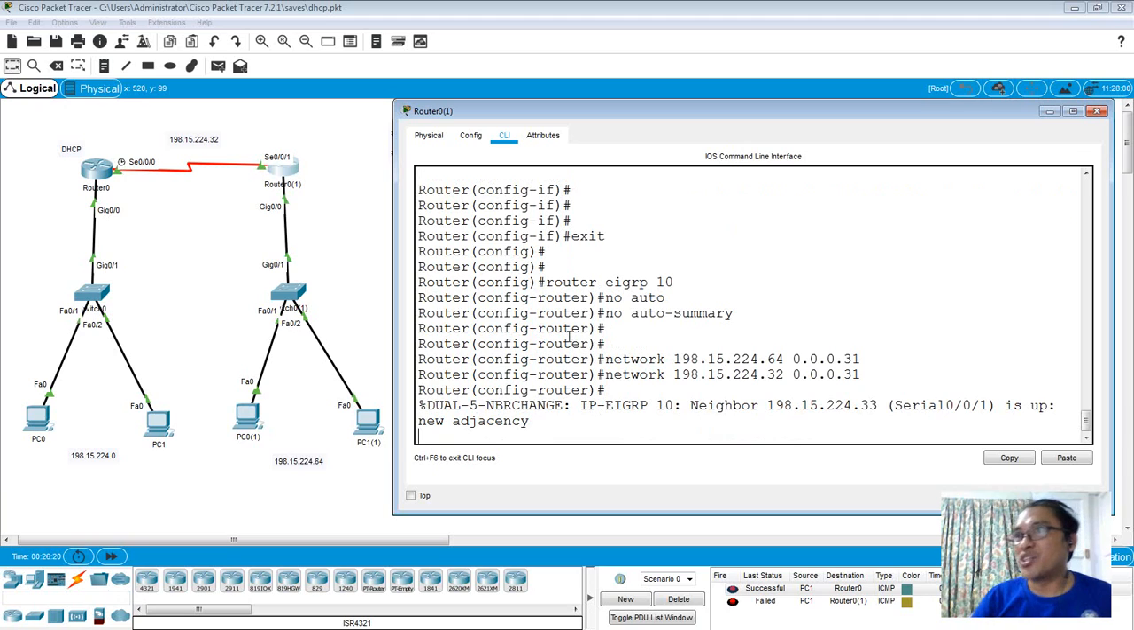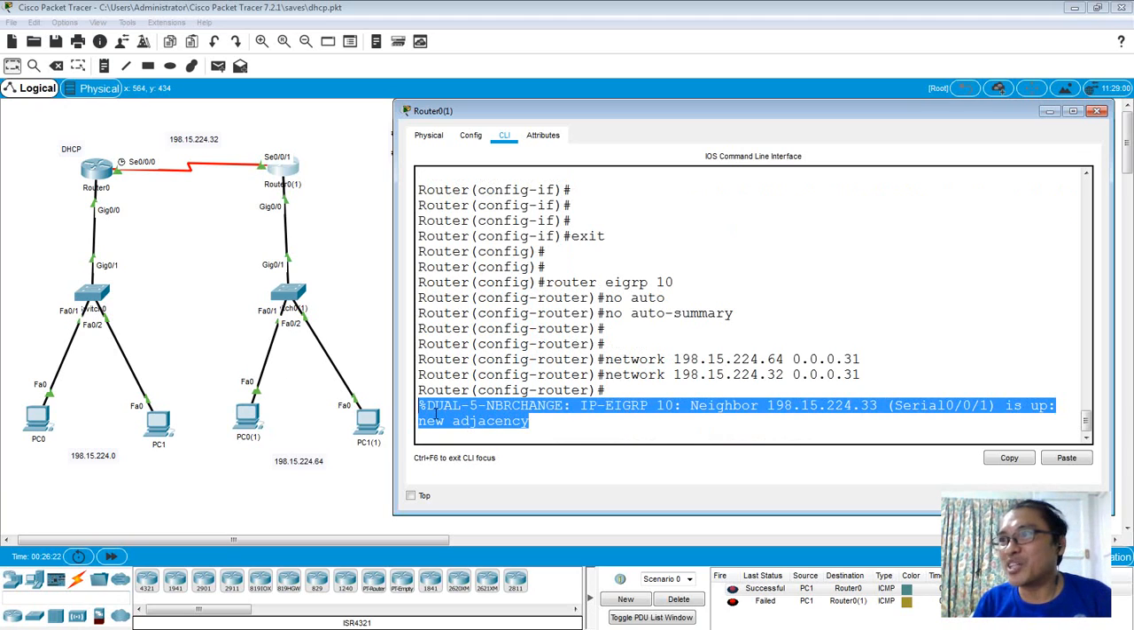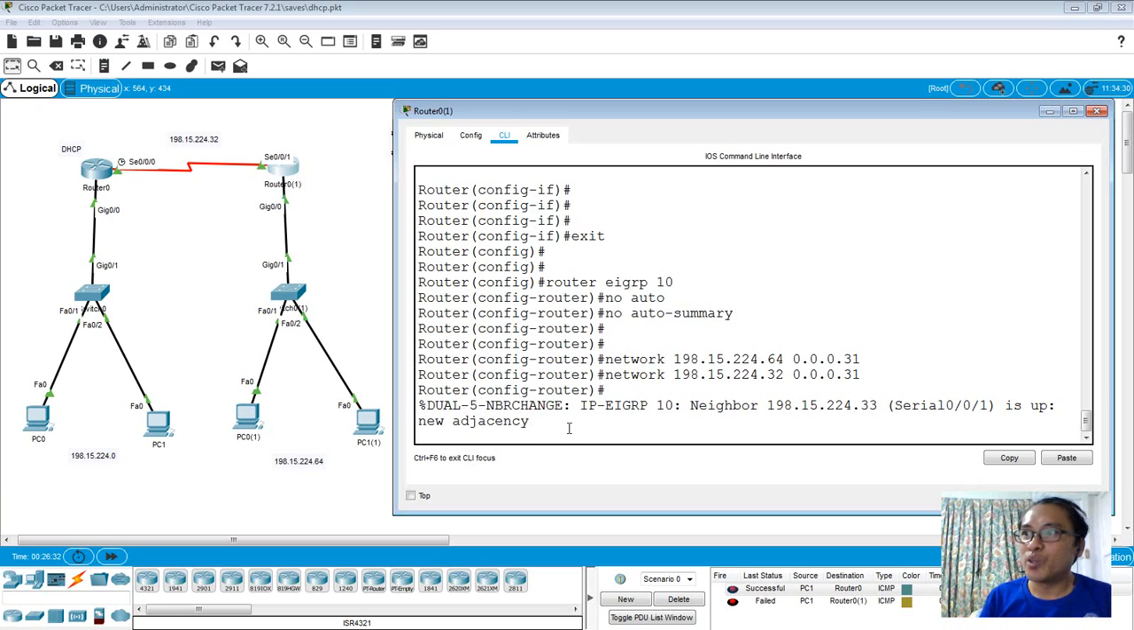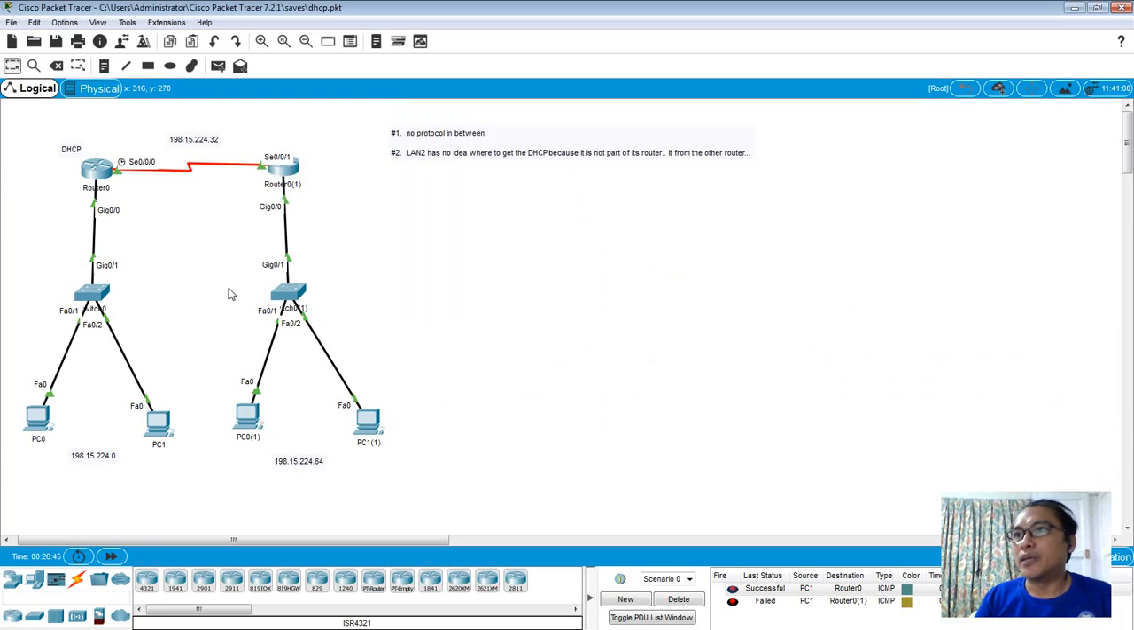If you look at that, it's a matter of seconds. Automatically the two routers see each other. Why? Because of the link state type of protocol. It is an indicator that you have already exchanged information. That's how fast a link state protocol is compared to distance vector. Now we have answered reason number one, the protocol.